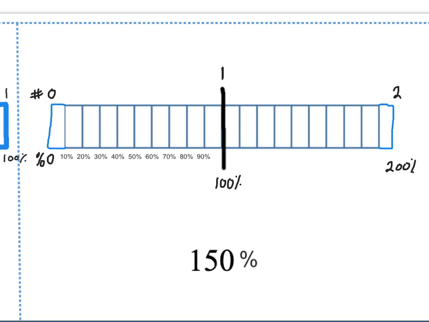So now I labeled from 0 to 100% by counting by 10%. And then after 100%, I continued counting by 10% to get from 100 to 200%. So this is what 100% looks like. Here's 110%, here's 120%, here's 130%, here's 140%, and here is 150%. And this is what it looks like on a tape diagram.